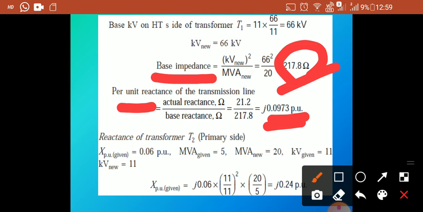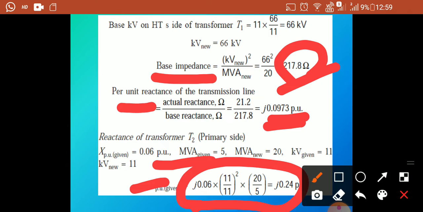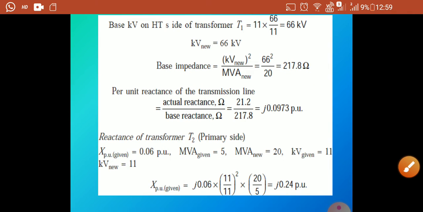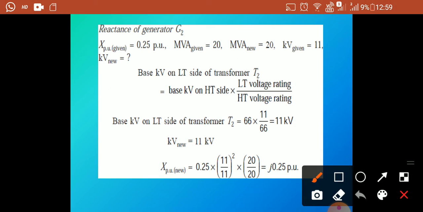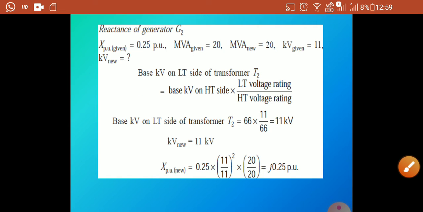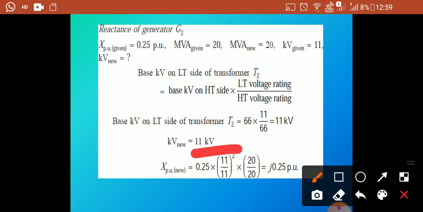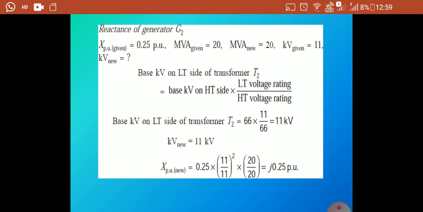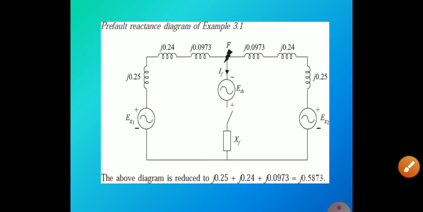Next, the reactance for transformer 2. All the values are given in the question, the base values. Then by using the formula, we are going to calculate the reactance of transformer 2 in per unit. Then for the low side of transformer T2 also, the formula is given. So this is the new value. Then we have to substitute in the per unit equations and find the value for the reactance of generator 2.